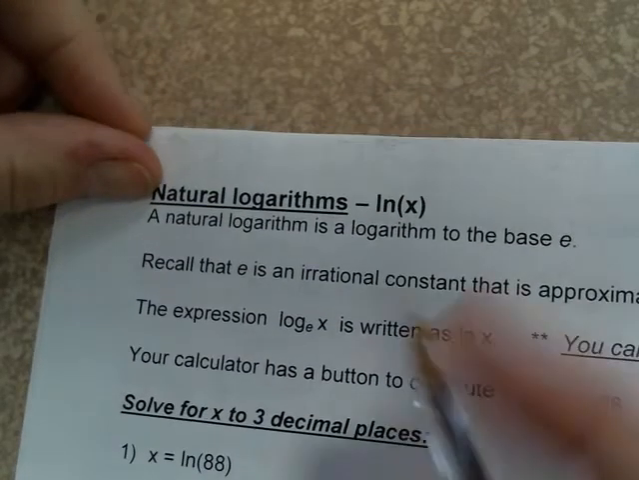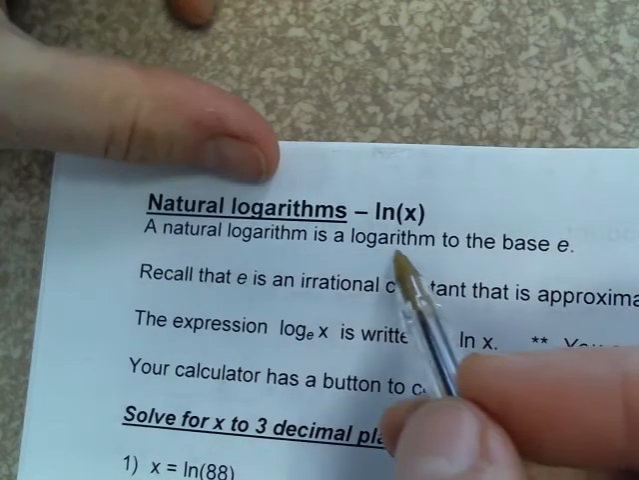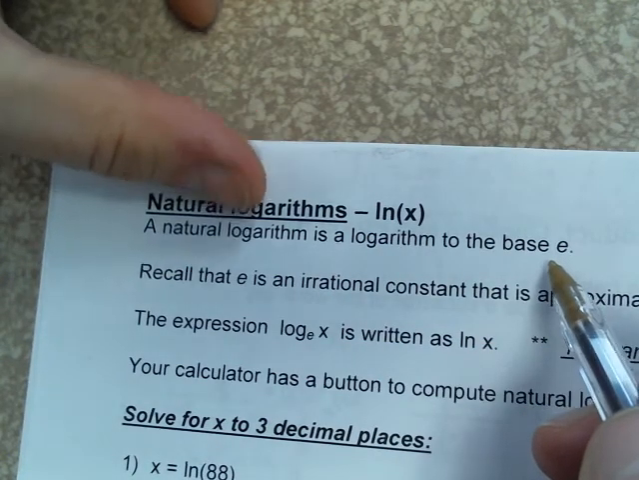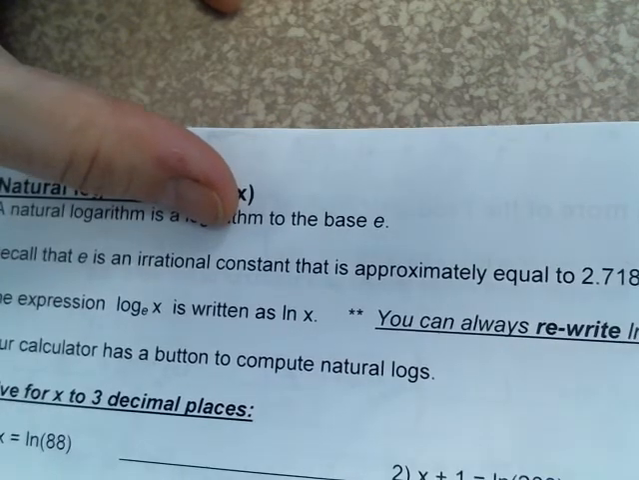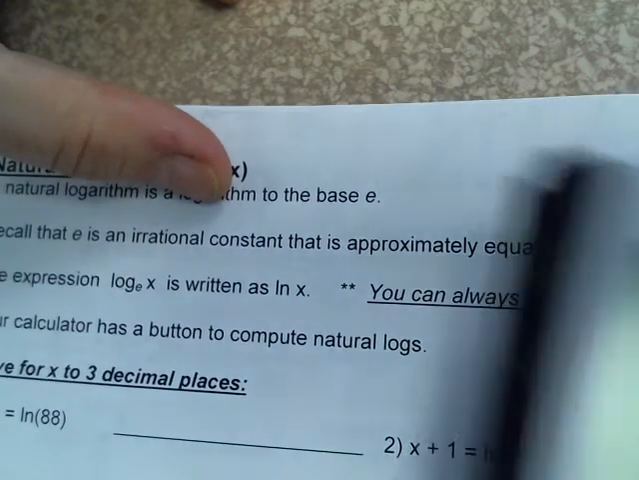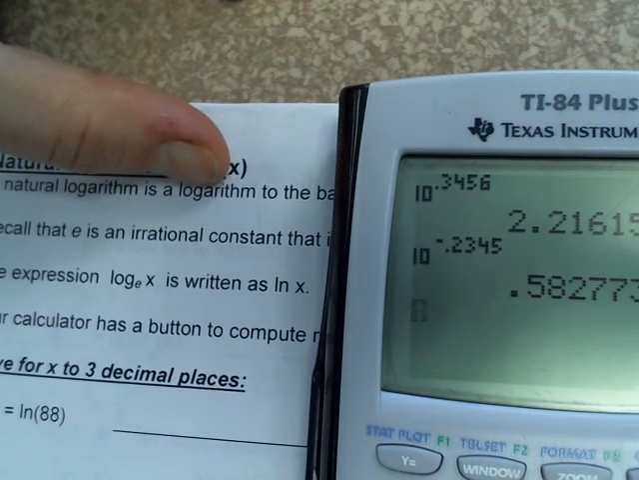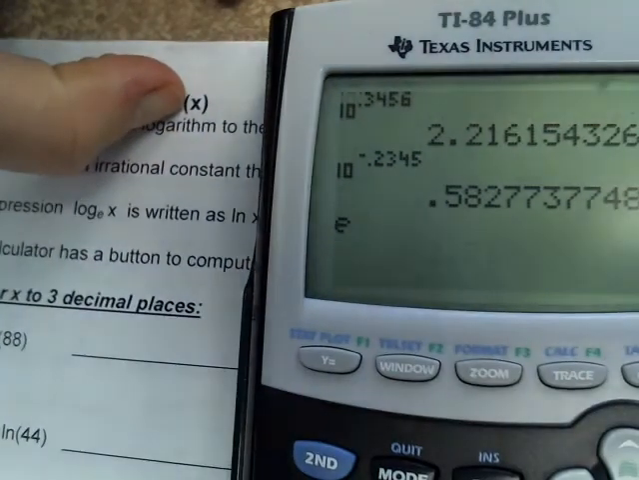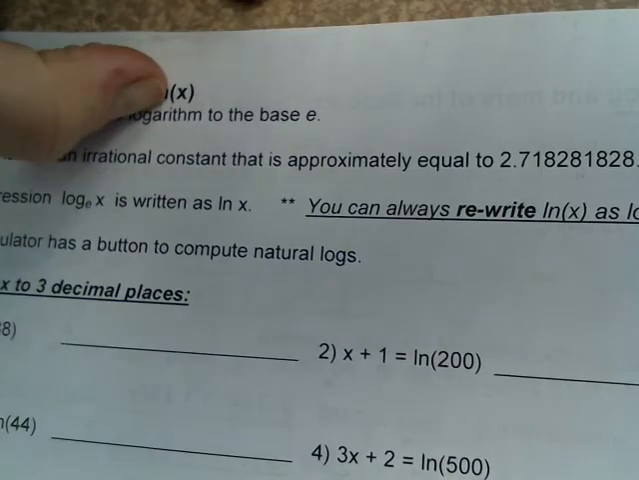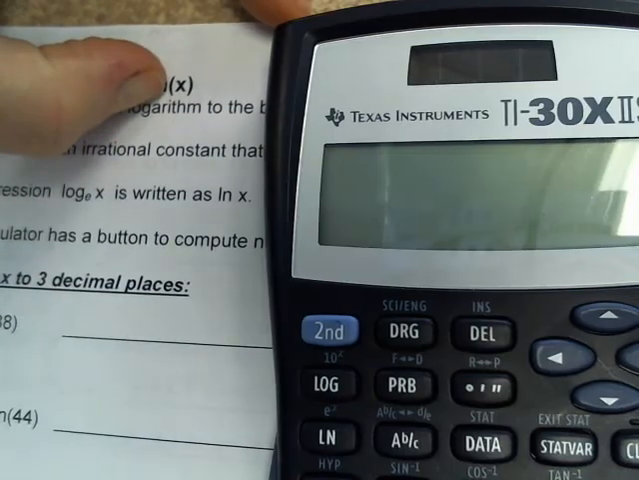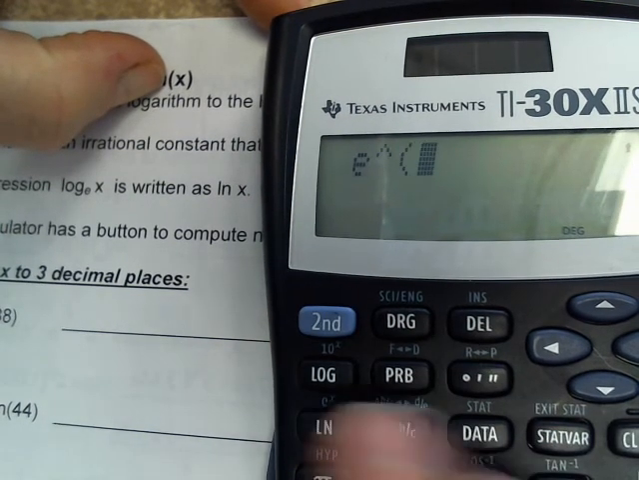We already mentioned natural logs yesterday or the day before. A natural log is just a log that has a base e. And remember what e is. It's that irrational number. You can find it on a graphing calculator by hitting second, divided by. There's e. That's the number e. Or if you have one of these scientific calculators, you can clear this up and hit second ln.